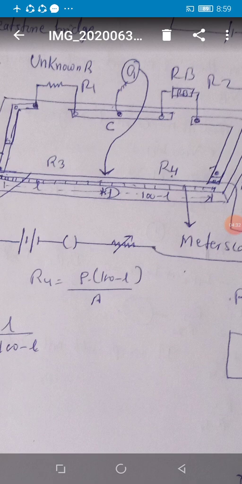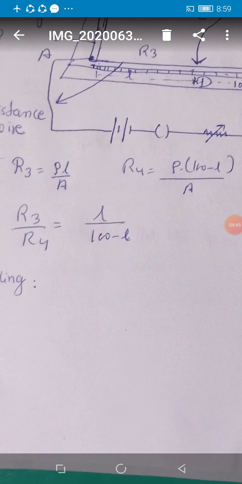Now how will you calculate R3 and R4? Suppose R3, the balancing length, is L. I will apply the formula rho L by A. Similarly for R4, again the same formula, but the length is 100 minus L. And if I divide R3 upon R4, see, students, what I am getting? L upon 100 minus L.